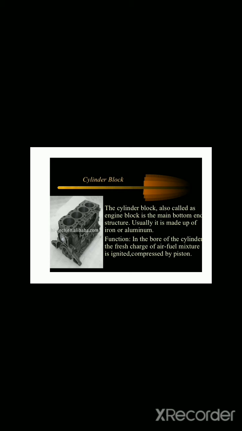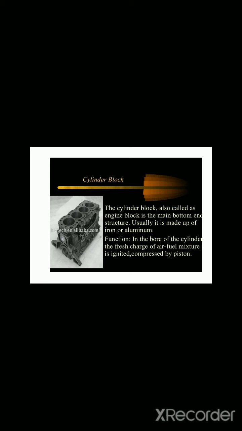Cylinder block is used. The cylinder block, also called as engine block, is the main bottom end structure. Usually it is made up of iron or aluminum. The function of the cylinder block is that in the bore of the cylinder, the fresh charge of air fuel mixture is ignited and compressed by piston.